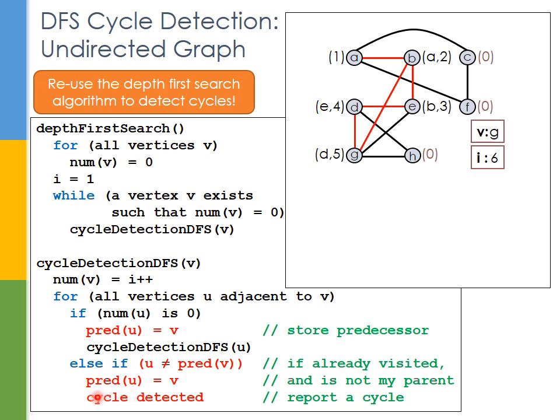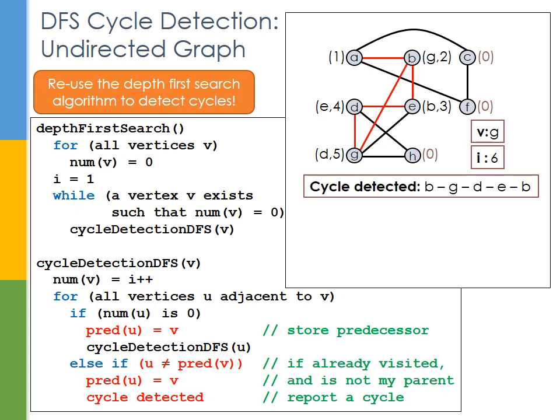Again, we update the predecessor to the current vertex. So we can see then that B's predecessor gets updated to the current vertex G. And then we detect a cycle, and we need to report that cycle that we've detected. Now, to report this cycle, we use the predecessor vertices starting at the current adjacent vertex that we are considering, in other words, vertex B at this point.